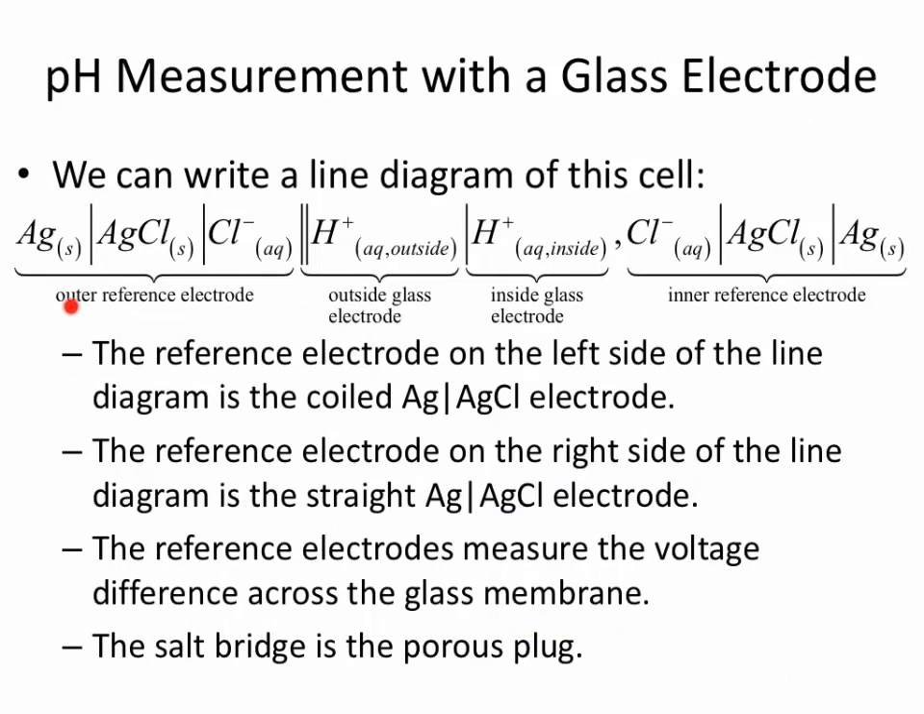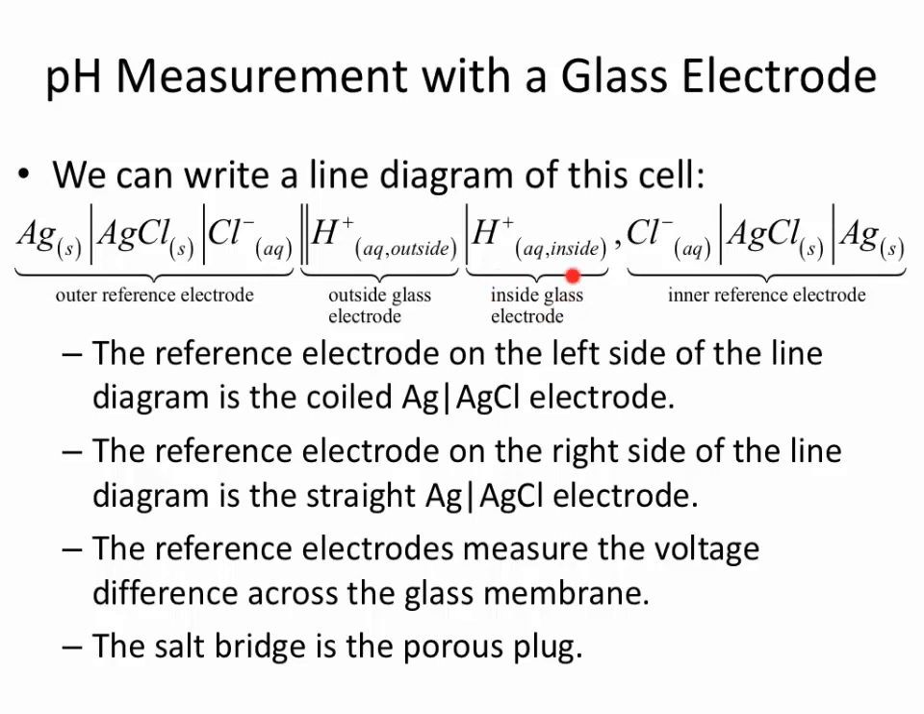So we have in our outer reference electrode, we have our solid silver, and then we have a phase boundary there to then the solid silver chloride, and then another phase boundary to our aqueous chloride ions. We then have a salt bridge to then, this is outside our glass electrode. So we have the hydrogen ion concentration outside our glass electrode. And then a phase boundary, that's the surface of our glass membrane.